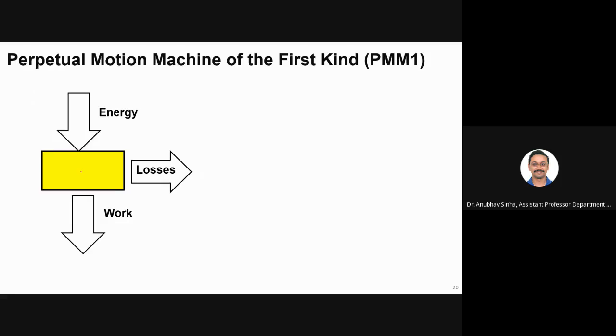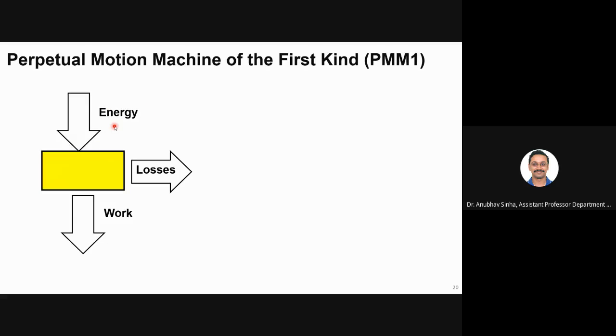So we'll define a machine which is called perpetual motion machine of the first kind. We'll study two kinds of this machine. Let us talk about the first one, which is PMM1. Generally in thermodynamics, if you look at any device, machine, or engine, this is the usual way in which all devices operate. This is your device. You supply some energy to the device.